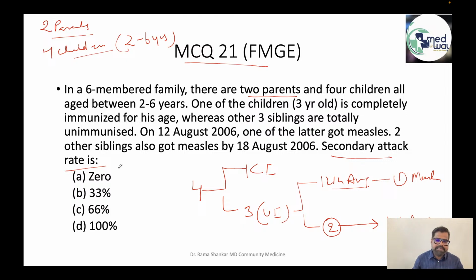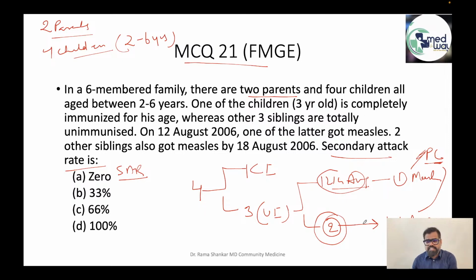Now, please remember, in secondary attack rate, the primary case is not included in the numerator, neither is it included in the denominator. First thing, please remember this. Whenever you are trying to understand secondary attack rate, don't include the primary case in the numerator, don't include it in the denominator also. So in this question, the first child developed measles on 12th August. This is my primary case. Just because of this primary case, these 2 kids also developed measles on 18th August.